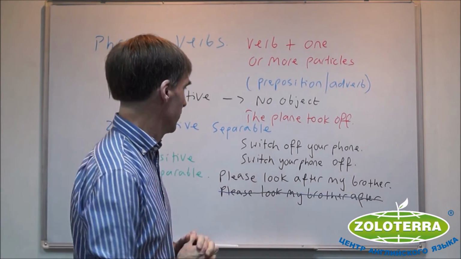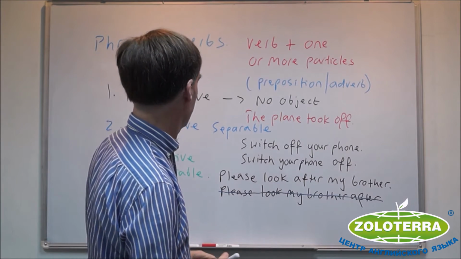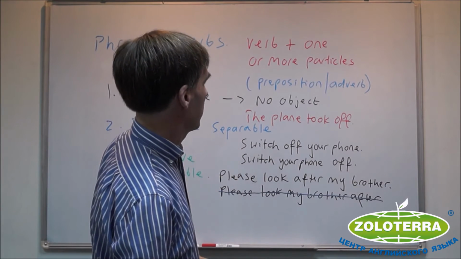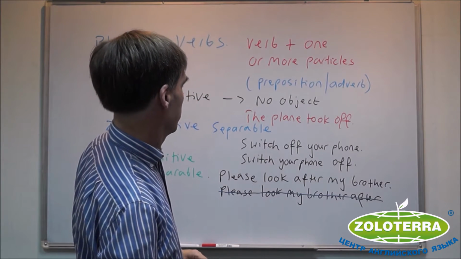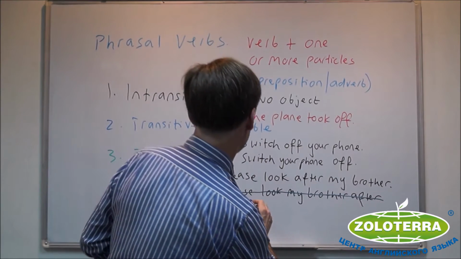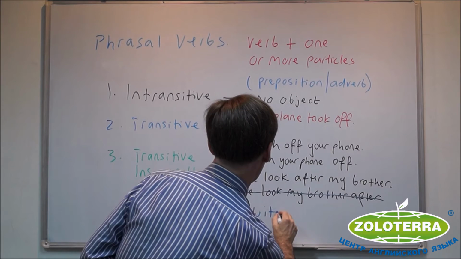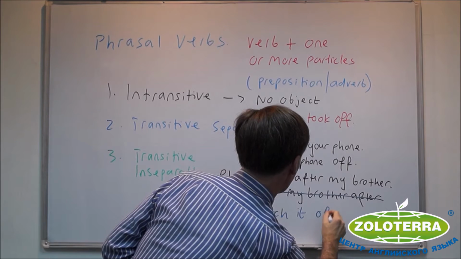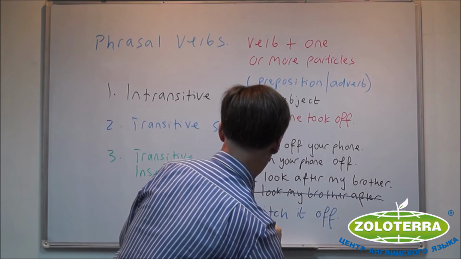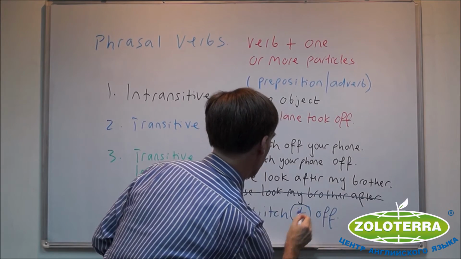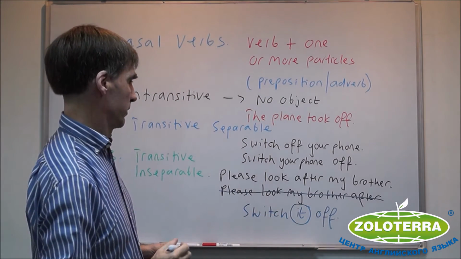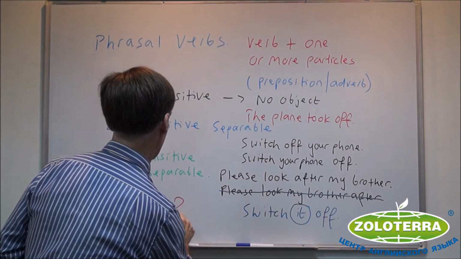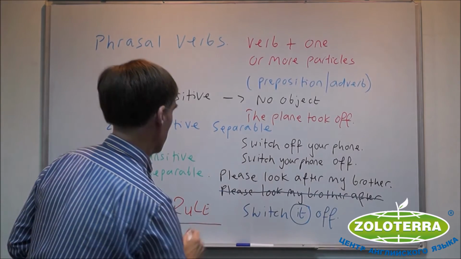One rule that I can give you, which is very important: if the phrasal verb is transitive separable and the object is a pronoun, which is this example, switch it, replacing the phone, the pronoun must be between the verb and the particle. It is a rule. One definite rule.